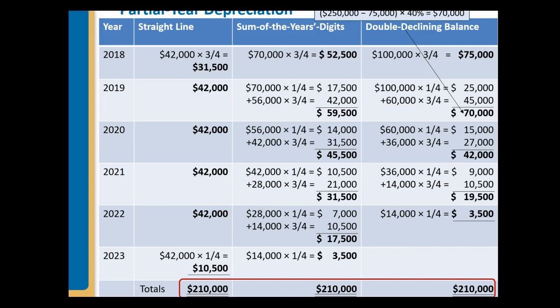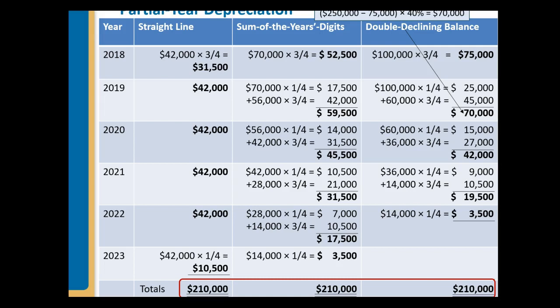Because the asset was used 9 months or 3/4 of the year, the remaining 1/4 of the first year's depreciation is included in 2019's depreciation, along with 3/4 of the depreciation for the second year of the asset's life. This calculation is not necessary for the straight line method because a full year's depreciation is the same for each year of the asset's life. Usually, the procedure shown here is impractical or at least very cumbersome.